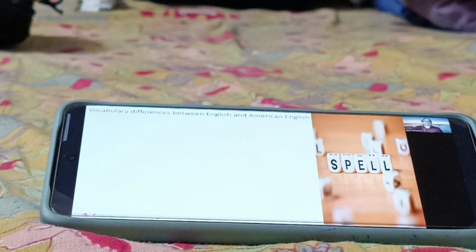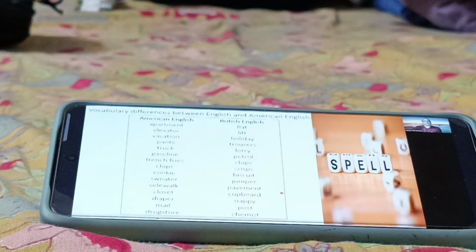Now we'll see vocabulary differences between British English and American English. An American would say apartment, British would say flat. Even we use flat. We will never refer to apartments. In the broader context, sometimes we use apartments, but we always say a flat number, so and so. The Americans will say elevator, we'll say lift. That's British English. Vacation, holiday. Pants, trousers. Truck, lorry. Gasoline, petrol. French fries, chips. The Americans would say French fries, and the British would say chips. Fish and chips, they're a famous traditional dish.